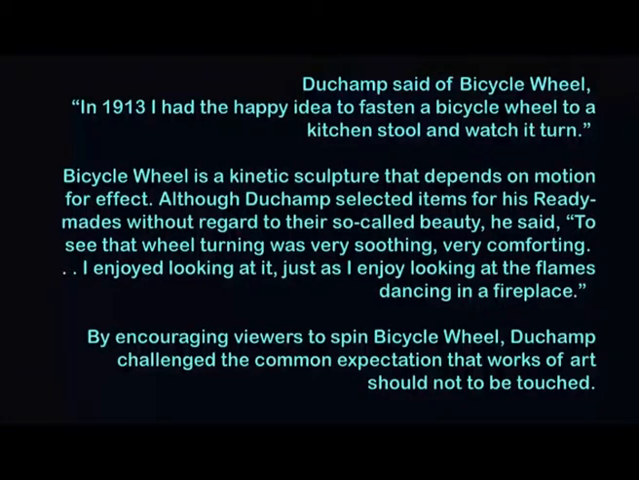So by encouraging viewers to spin the bicycle wheel, Duchamp challenged the common expectation that works of art should not be touched. So this is also interesting. A work of art should be only visually perceived, visually seen, and visually made sense of. But here Duchamp is actually inviting the viewers to touch the wheel and to rotate the wheel, to move the wheel. So it is not about visual perception only as far as this work is concerned. It is about touching and making the artwork in a certain way.